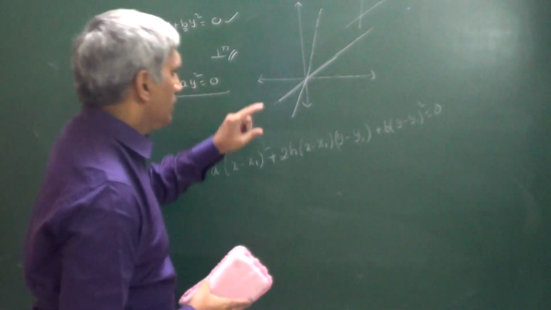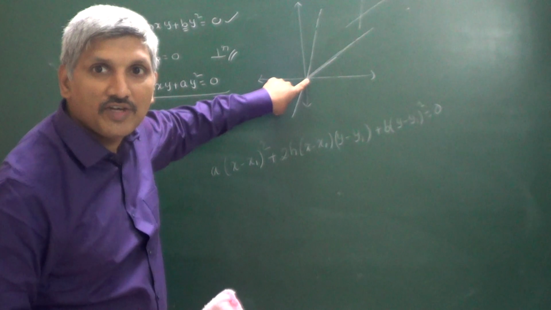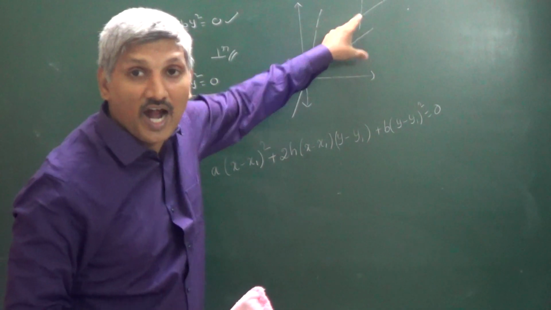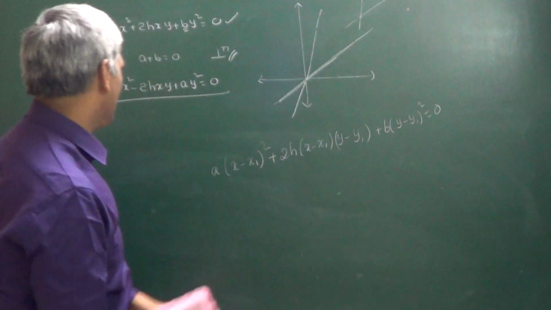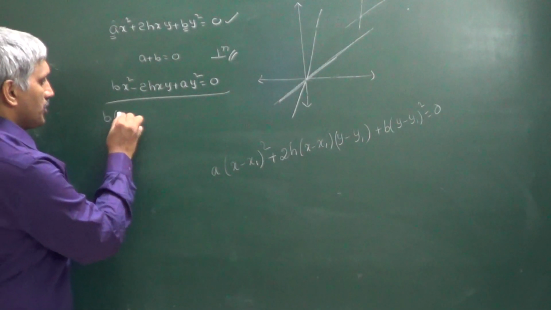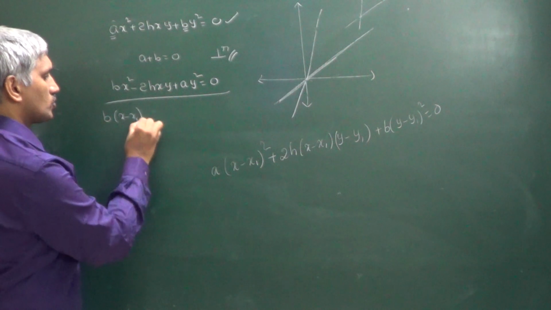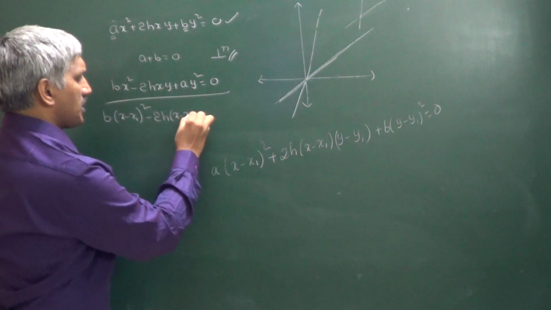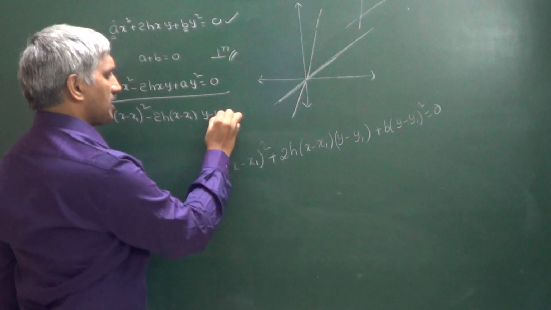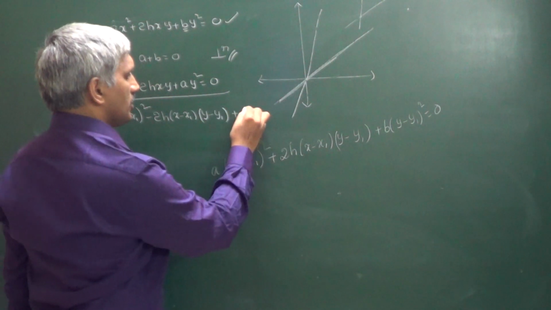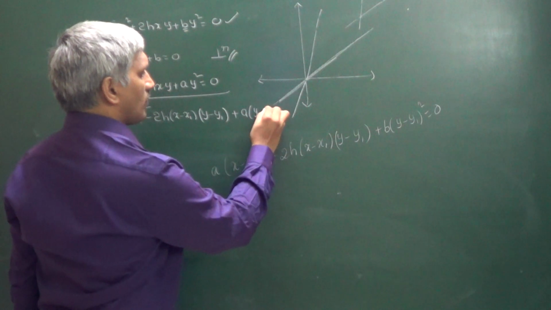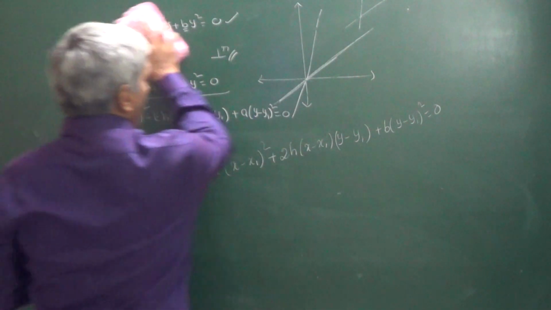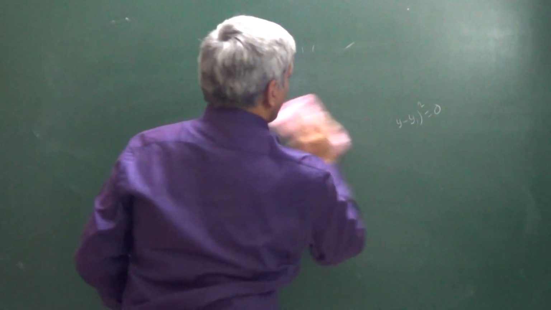Similarly, the combined equation of pair of straight lines passing through a point x1 y1 and perpendicular to this is given by b into x minus x1 whole square minus 2h into x minus x1 into y minus y1 plus a into y minus y1 whole square is equal to 0. So that is the combined equation of pair of straight lines.